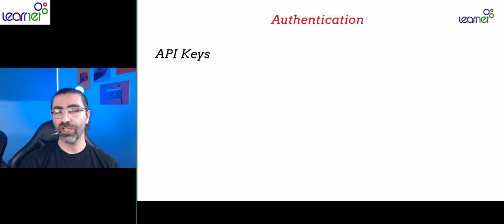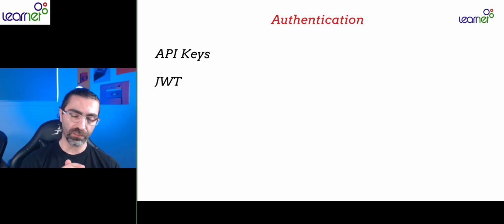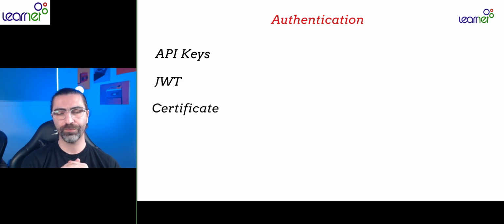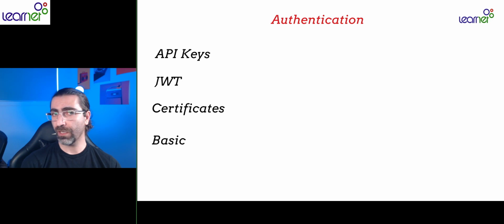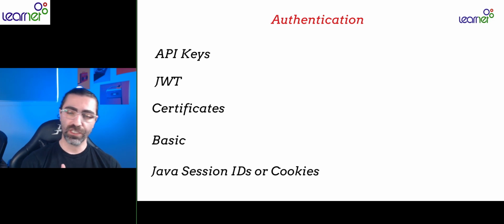The other one is JWT, or JSON Web Token, which is a token like an API key to authenticate the clients. The other one is SSL certificates or TLS certificates, so using certificates to make sure that the requester is a valid requester. Or basic authentication. Basic authentication simply means using a username and password to make sure that you are an authorized requester. And Java Session ID or cookies as another authentication method.